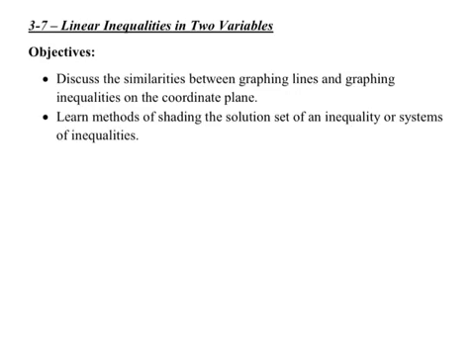Chapter 7 is linear inequalities in two variables. So first of all, what's an inequality again? Think back, chapter 1, inequalities. X is greater than 4. What does that mean? What kind of an inequality, or how do you explain that?